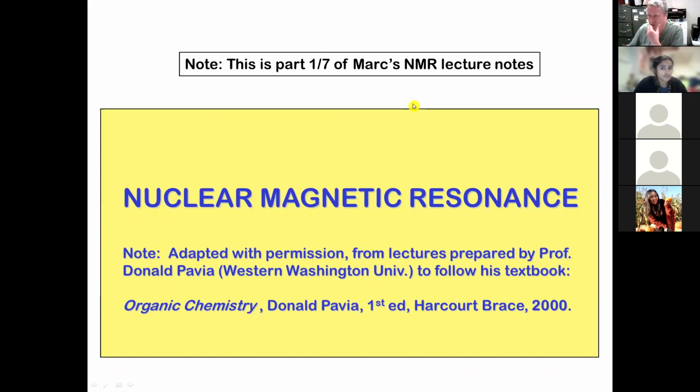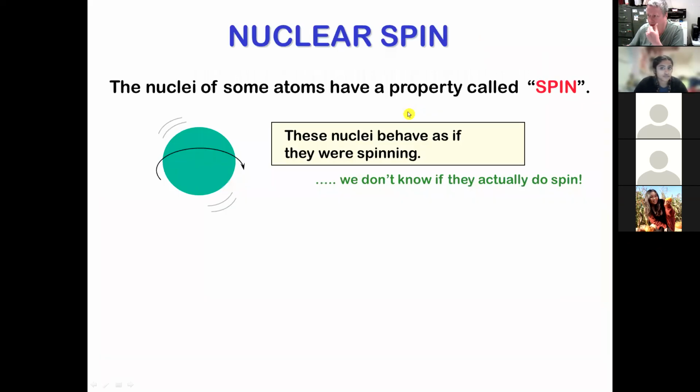Okay, so what is NMR? We'll start with the theory. It's about nuclei, and that could be a hydrogen atom or a carbon atom. They have this property called spin. It's kind of like the atom is spinning, right? Makes sense. But we don't know if they actually spin. They certainly behave like they're spinning, but it's hard to study atoms on the atomic level precisely.